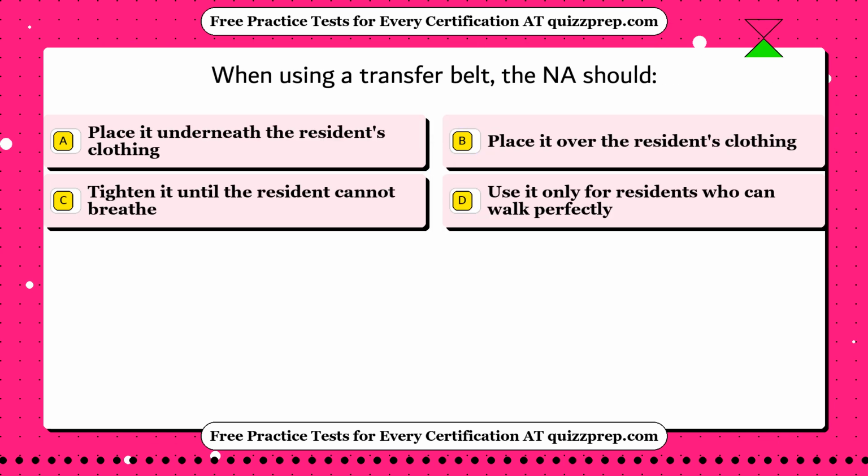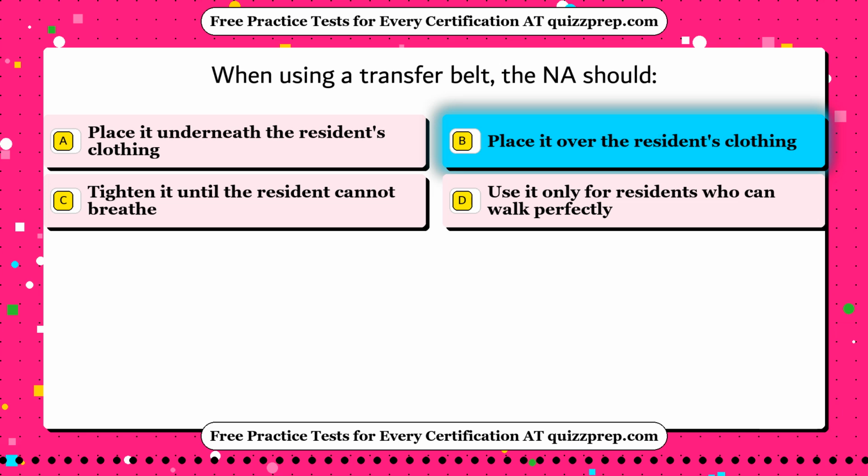Question 33. When using a transfer belt, the NNAAP should: Option A, place it underneath the resident's clothing. Option B, place it over the resident's clothing. Option C, tighten it until the resident cannot breathe. Option D, use it only for residents who can walk perfectly.